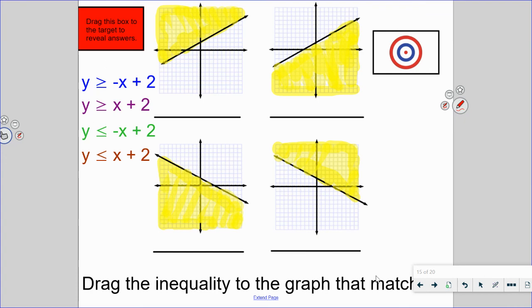Go ahead and try to match each of those up. And if you want to graph them out on the back side of your notes, you're welcome to do that. Hit pause, come on back when you are ready.